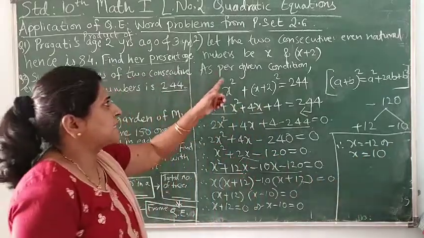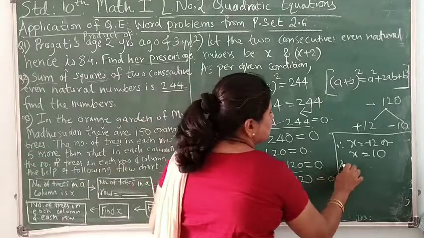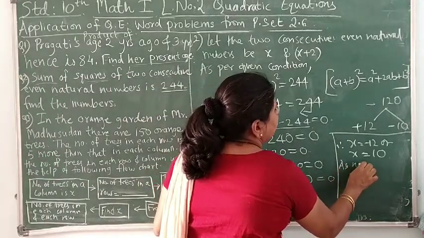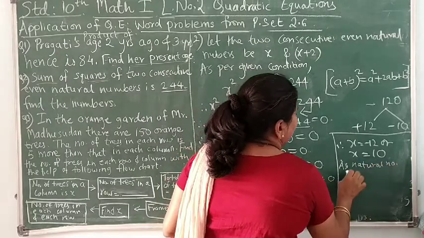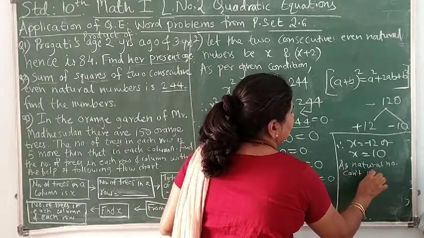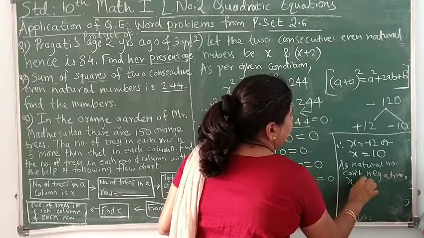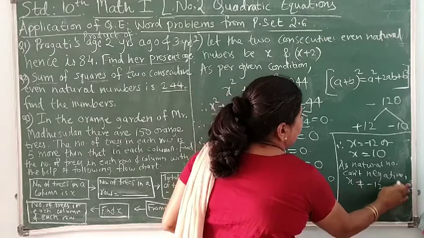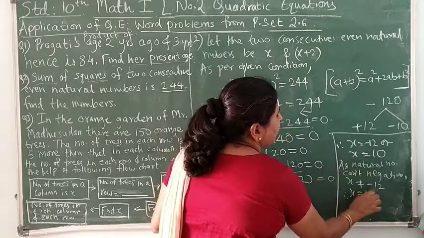Now what is our x? X is an even natural number. We will write as natural number cannot be negative. X cannot be equal to minus 12. And if x is not minus 12, then what is x? Therefore x is what? 10.